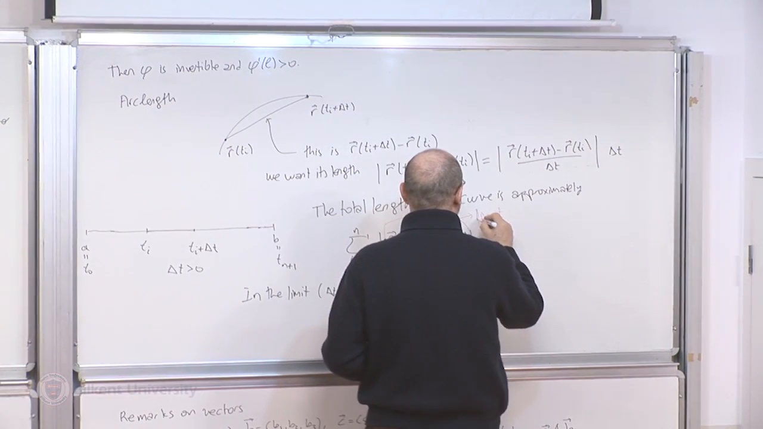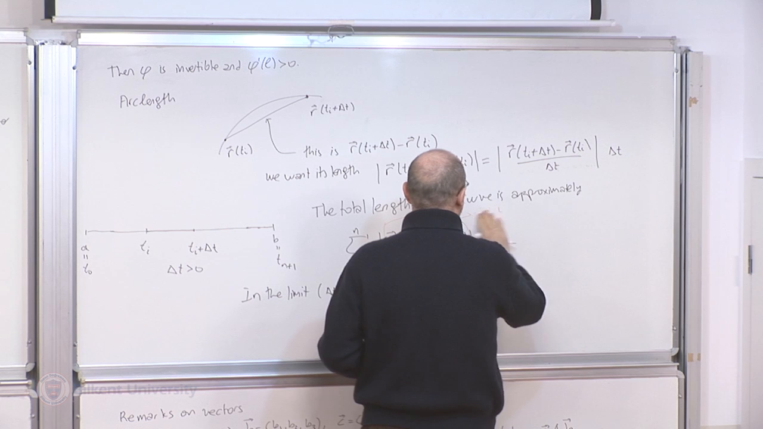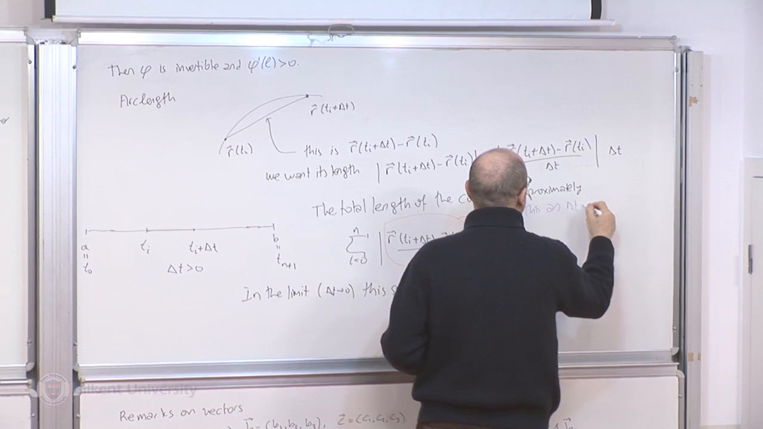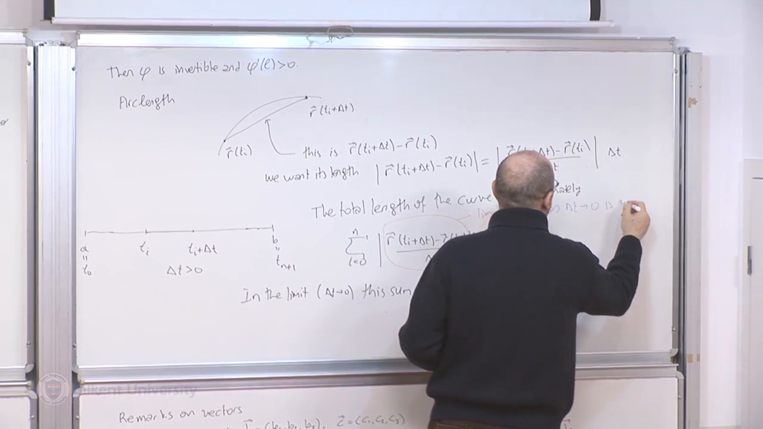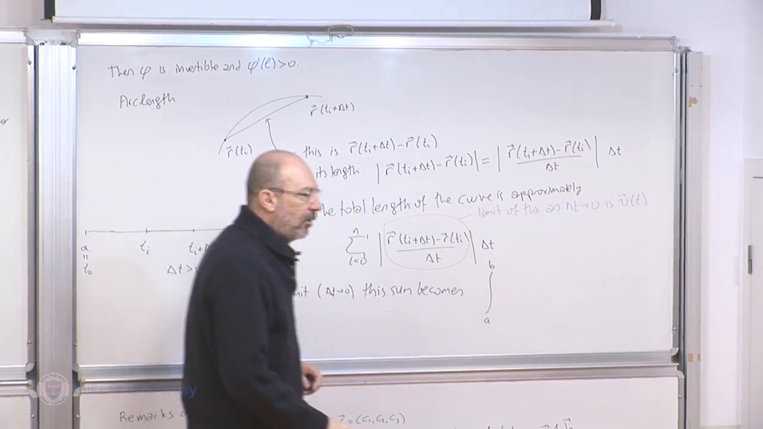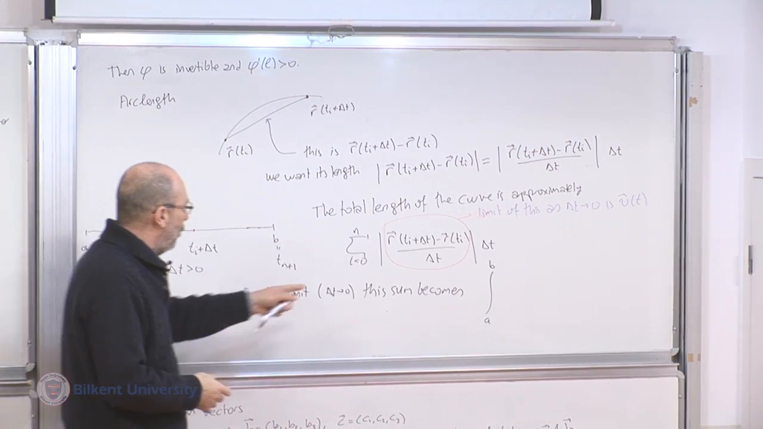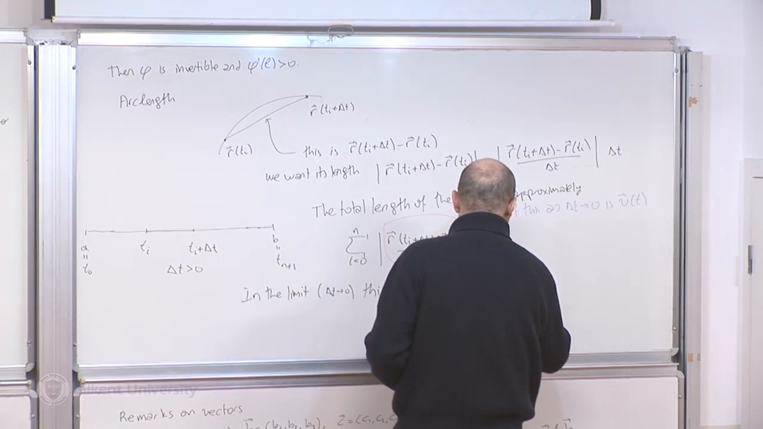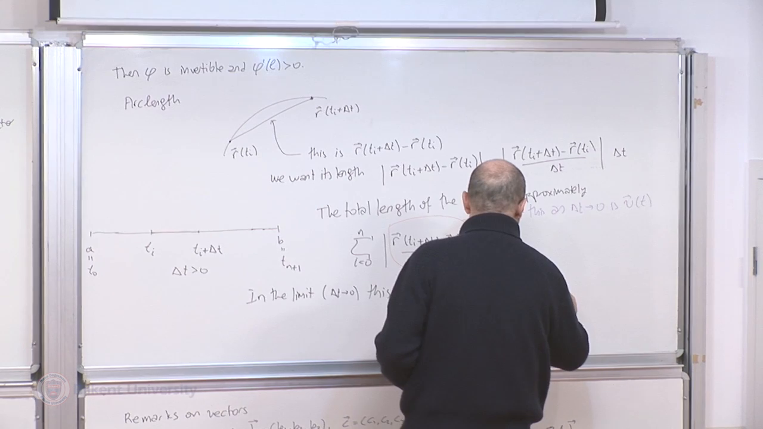The limit of this as delta T goes to 0 is the velocity vector of the parametrization. I'm also using the absolute value of this. So I have the absolute value of V of T dt.